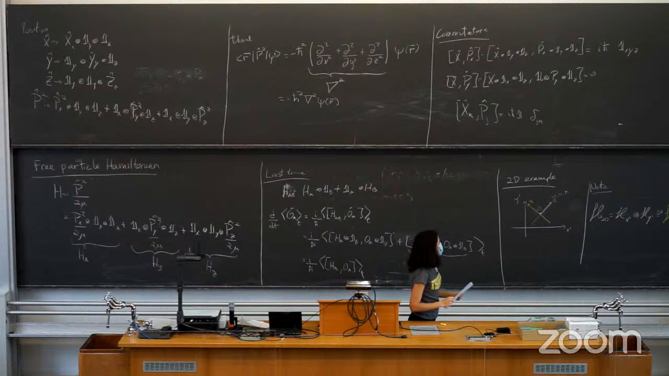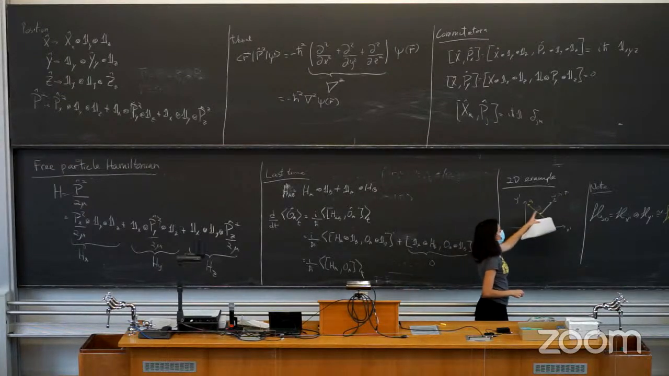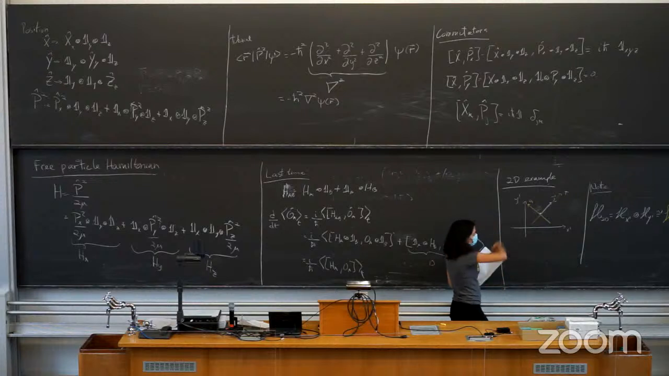So we're also going to take the simplest state we can have, and that's going to be a Gaussian in 2 dimensions, and it's going to be moving in one direction, and we'll see what to do with it.